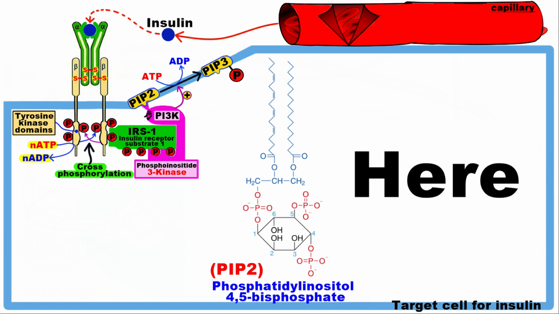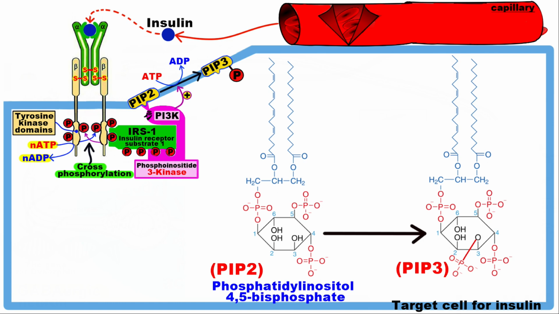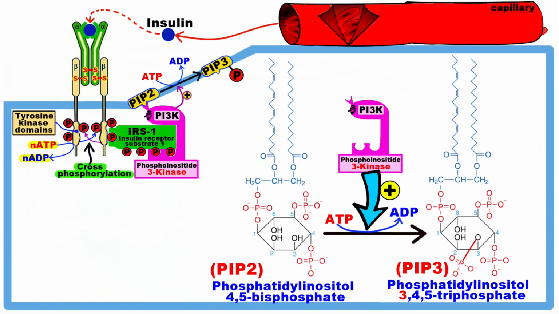Here I'll show the full chemical reaction of the conversion of PIP2 to PIP3. PIP3 stands for phosphatidylinositol 3,4,5-triphosphate. PIP2 gets phosphorylated by the PI3K. Number 2 in PIP2 means there are two phosphates in the molecule. Number 3 in PIP3 means there are three phosphates in the molecule. The additional phosphate will be added right here, at the third carbon.